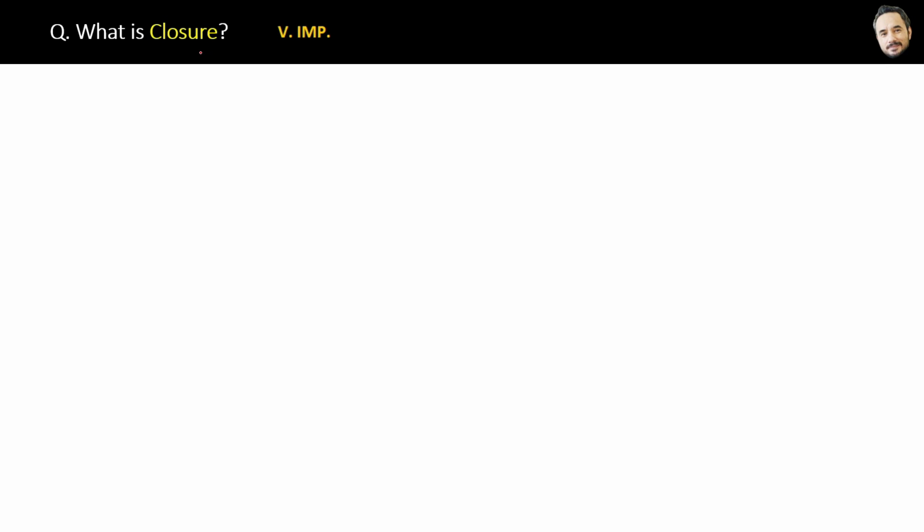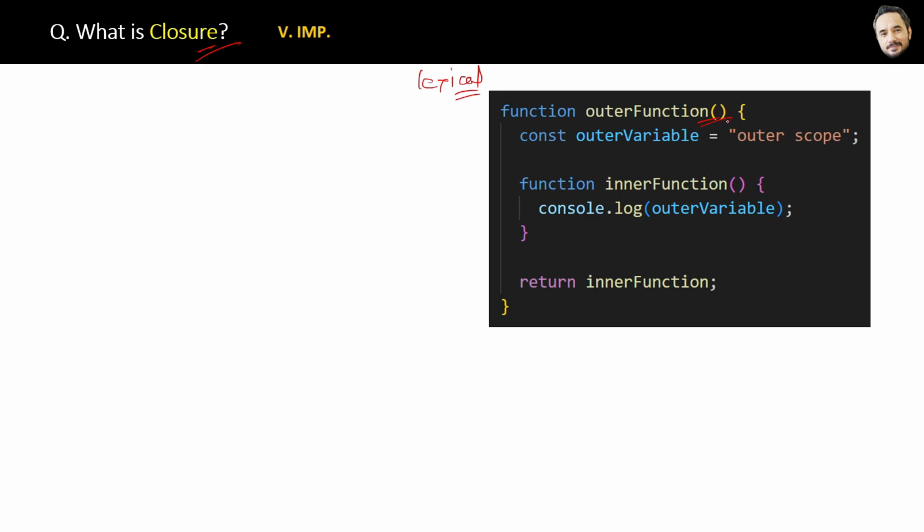What is closure? This is a very important question and asked in many interviews. Before this, we should have a basic understanding of lexical scoping and functions. Now, suppose we have an outer function and inside that we have one inner or nested function.